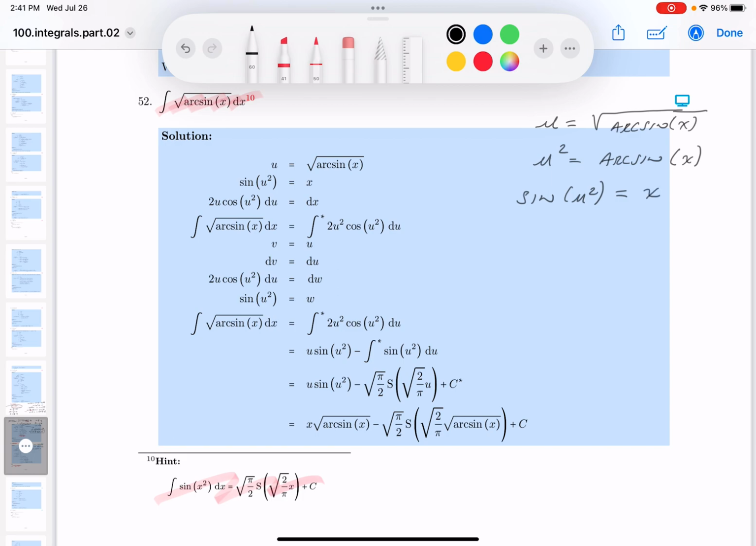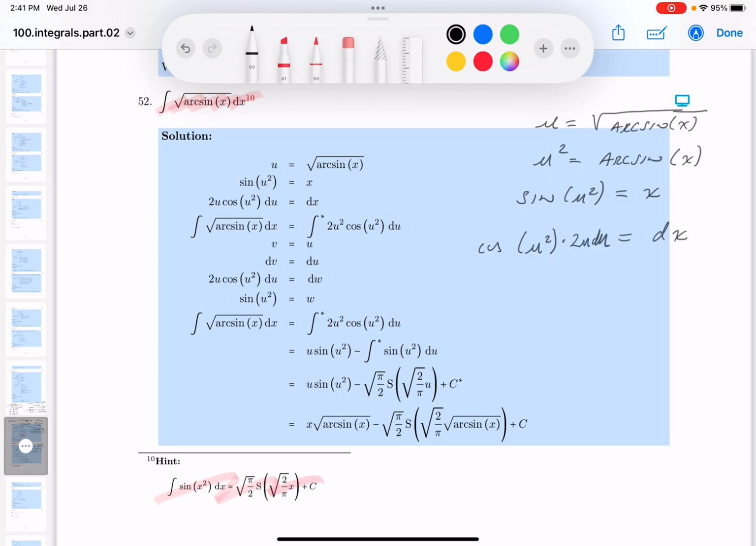All right, and then, I'm making a u substitution. I guess I got to do a derivative, right? So what do you get over here? I should say differential. I get dx, this side. Here I get cosine of, let's see, u squared times 2u du.